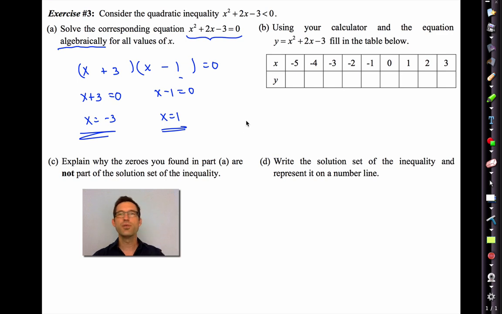Now letter B says, using your calculator and the equation y equals x squared plus 2x minus 3, fill in the table below. You should know how to generate a table on your calculator. Pause the video now and fill that table in, assuming that you put the x squared plus 2x minus 3 in as your y1. Okay, well, I'm not going to open up the TI-84 Plus right now. I might open it up a little bit later, but we've done tables many, many times. So here's what you end up seeing.